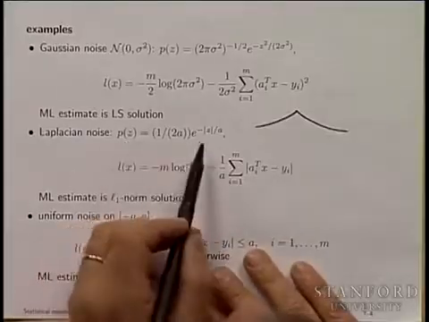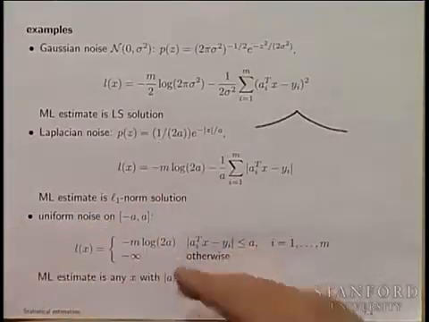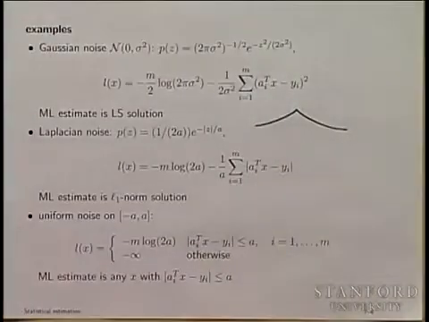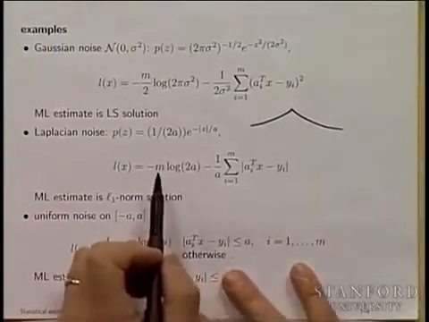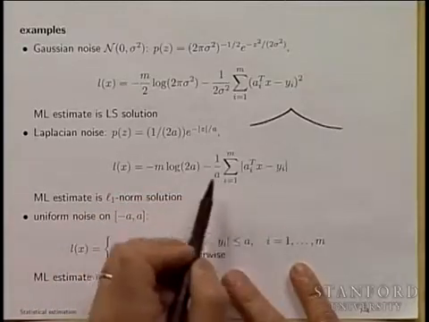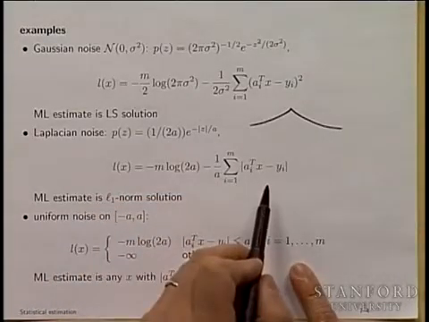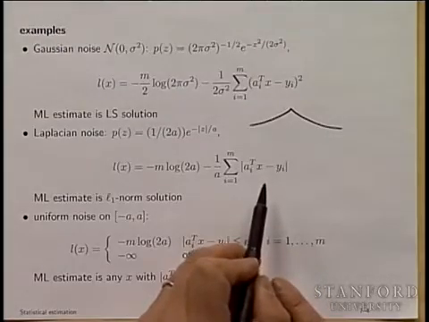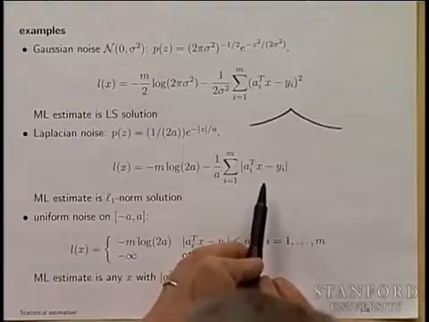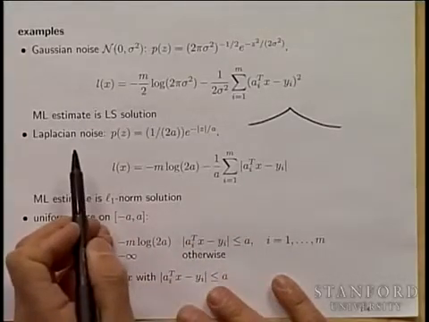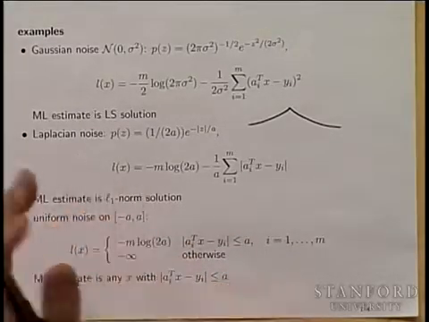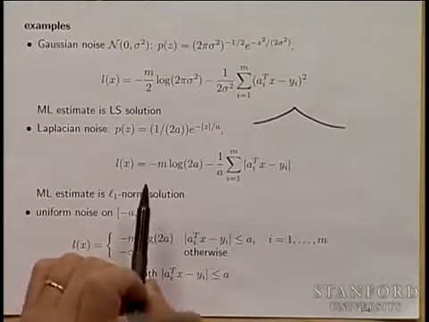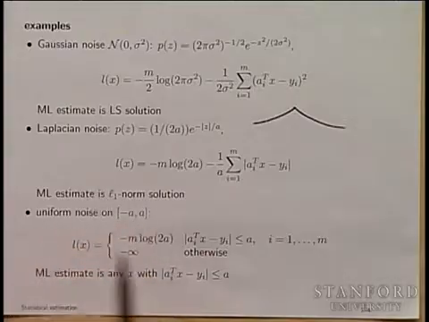If you do this and work out what this is, all you're doing is maximizing the sum of the log of the probability density. You get a constant, that's from this thing, and then over here you get a positive constant times the L1 norm. So that's what you're doing. So if you do L1 estimation, then what you're really doing is maximum likelihood estimation with Laplacian noise. And this sort of makes sense actually.